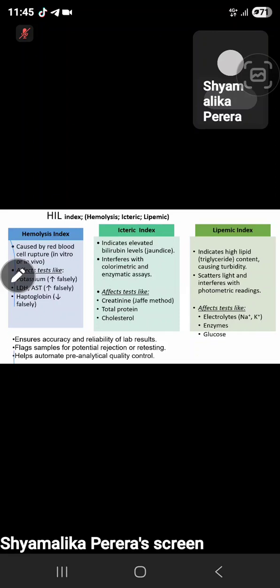And if you have high icteric samples, especially creatinine in the Jaffe method, total protein levels and cholesterol levels can get affected. With a high lipemic index, your electrolyte values, enzymes and glucose get changed. So with this HIL index, you can ensure the accuracy and reliability of laboratory results, and it's easy to identify the rejection. What are the samples you have to reject without analyzing? Please consider these three things when you are receiving the samples and before analyzing the samples.